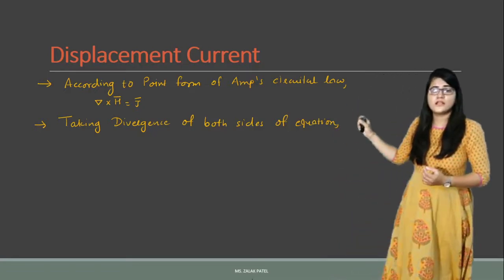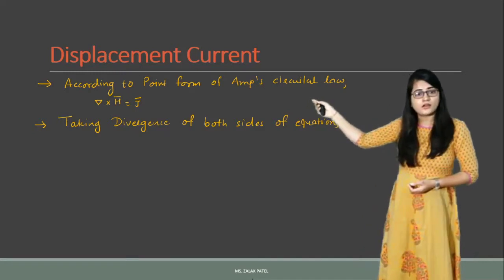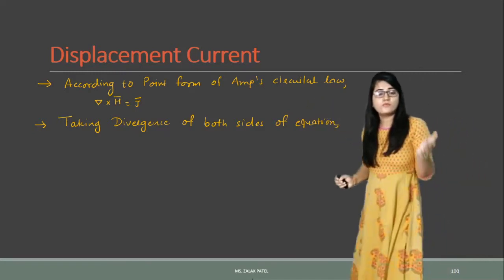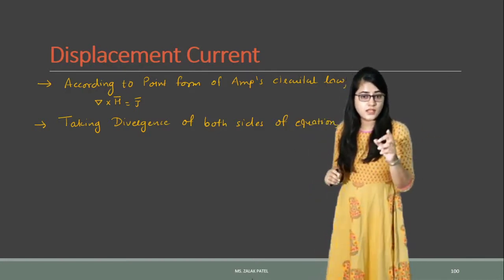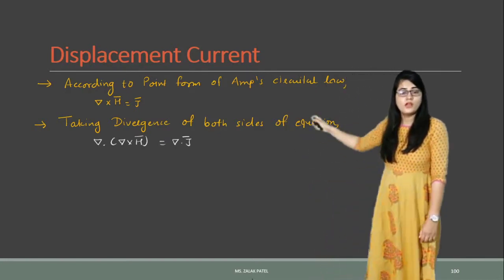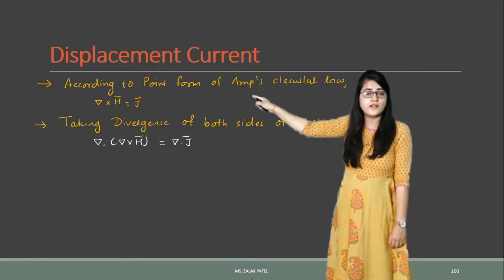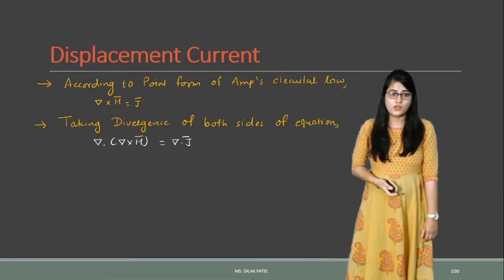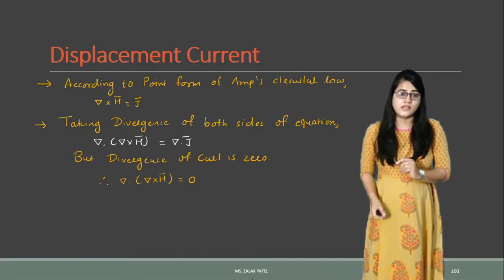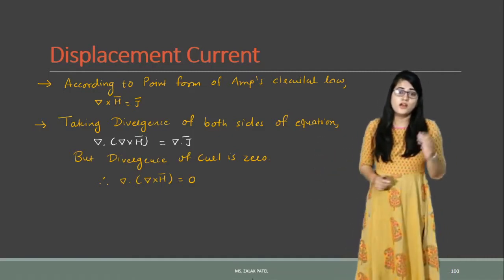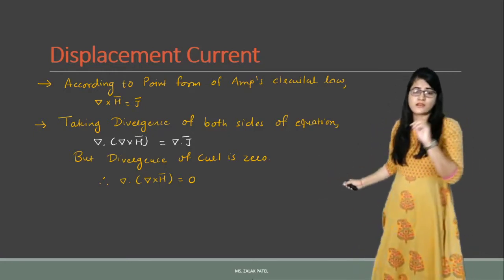So if I put the divergence on both sides of this equation, here del cross H equal to J, on the left hand side as well as the right hand side, then the equation becomes del dot del cross H is equal to del dot J. I put the divergence on this equation. Now, according to the standard vector identity, the divergence of curl of any vector will become 0. You can prove this for any vector.